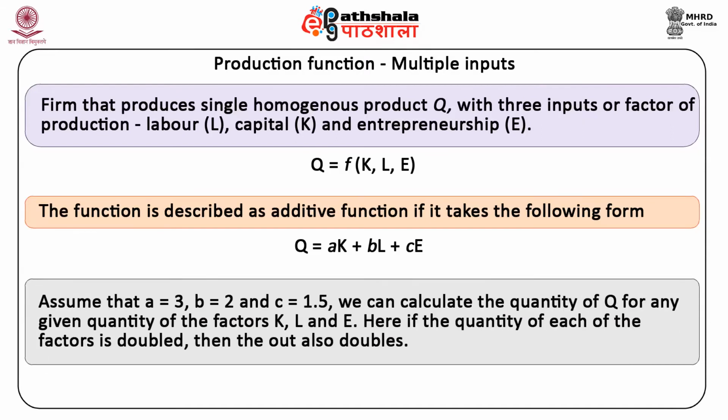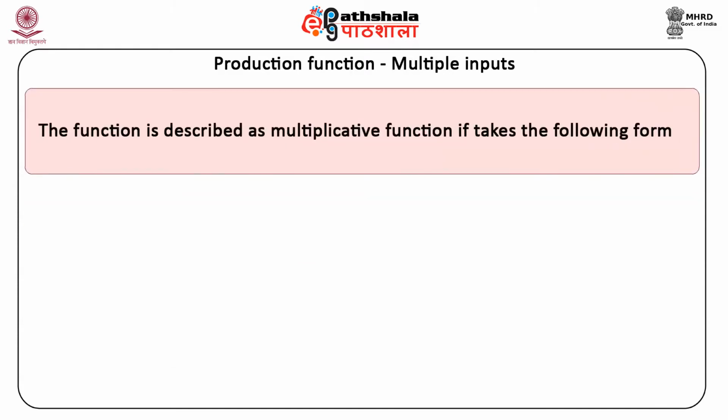If we assume that A = 3, B = 2, and C = 1.5, we can calculate the quantity of Q for any given quantity of the factors K, L, and E. Here, if the quantity of each of the factors is doubled, then the output also doubles. This is referred to as the state of constant returns to scale. Further, the function is described as multiplicative function if it takes the following form.